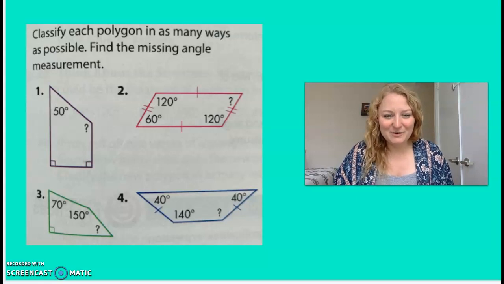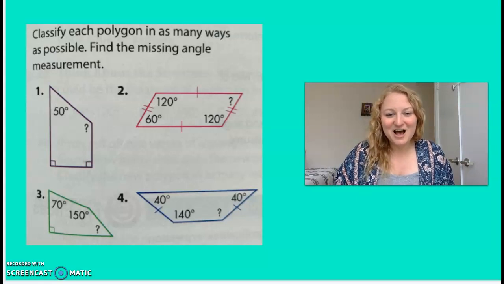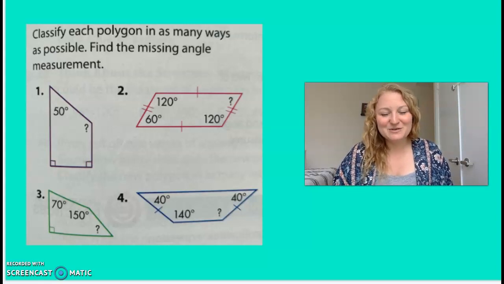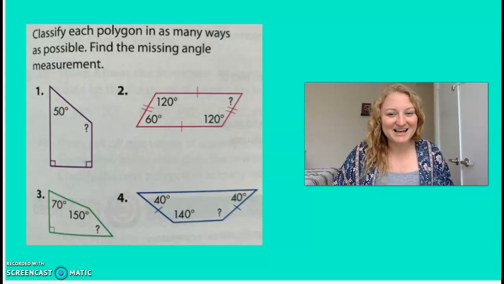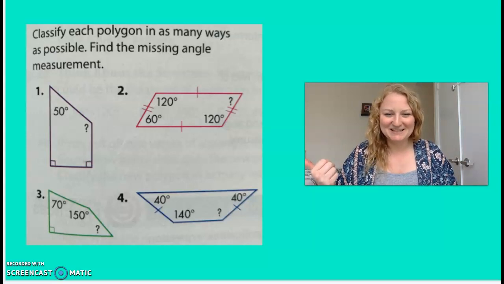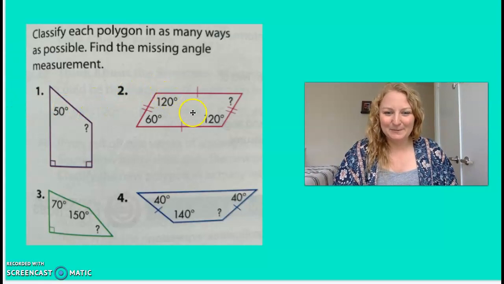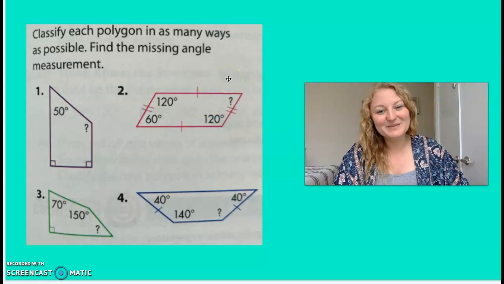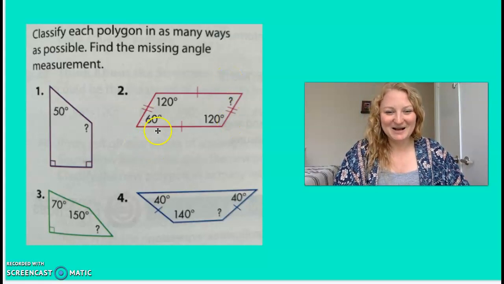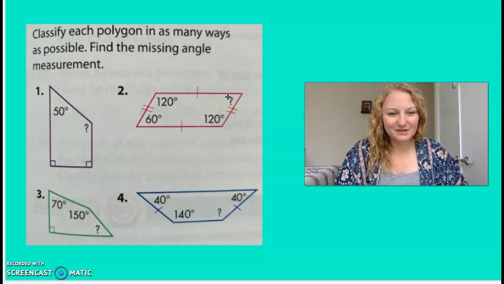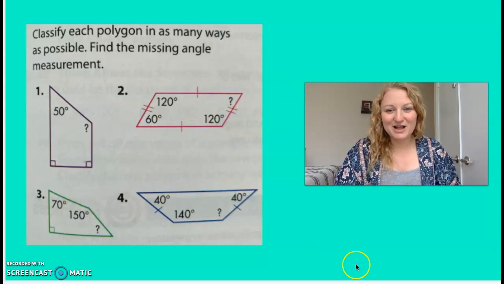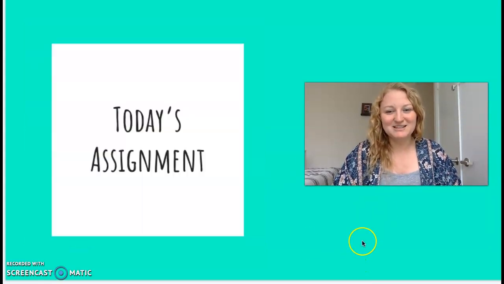And again, I can figure out what that missing amount is by adding them up, but I also know something else about parallelograms. If I can classify it as a parallelogram, I actually don't have to do any adding or subtracting to figure out what the missing angle is. I can see that opposite angles are congruent. So if those are both 120, what do you think this is going to be? Yeah, it's going to be 60. Opposite angles are congruent. You're going to try 3 and 4 in addition to some other problems on today's assignment.